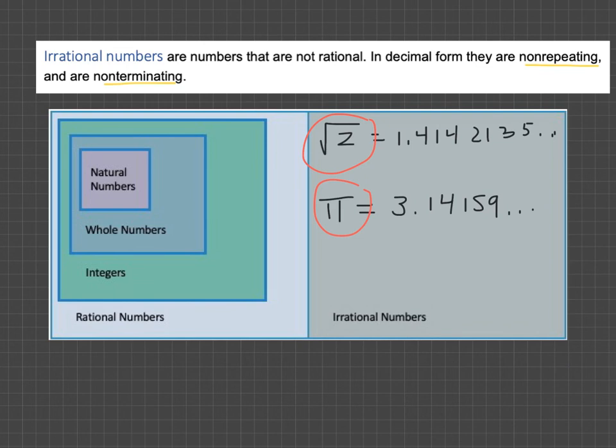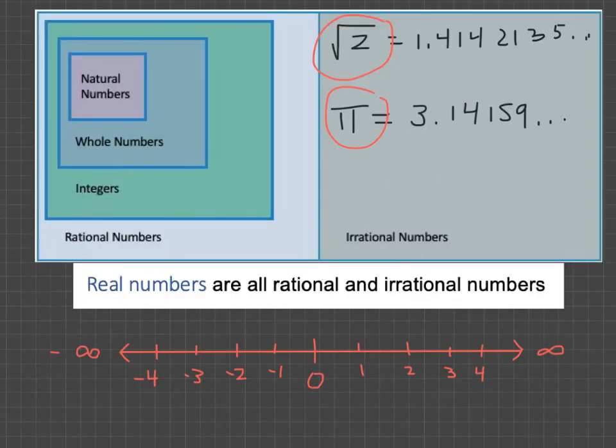Now, irrational numbers and rational numbers together make up all real numbers. That means that real numbers are either going to be rational, they can be written as the fraction of two integers, or they're irrational, where their decimals are non-repeating or non-terminating.